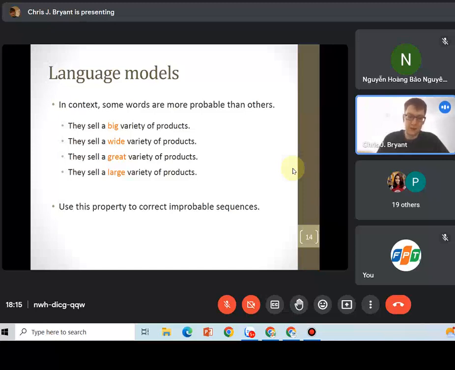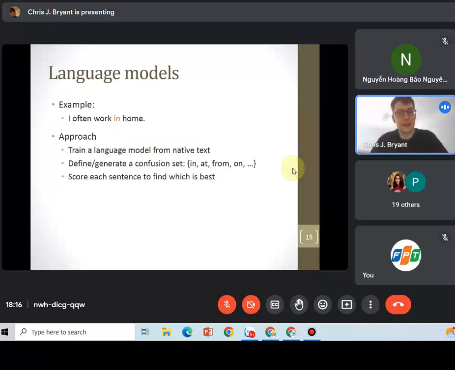And this is effectively the kind of relationship that language models try to capture. We use this property to work out what is more probable and what is less probable, and if it's very low probability, it's probably an error that we might want to fix. To give an example, let's say we want to make sure that prepositions are correct in a given context. First you train a language model, and this could be very straightforward, in terms of just what is the probability of in after work, or what is the probability of in after often work, and it increases in complexity from there, but you can train it from a large amount of text, which is readily available on the internet.